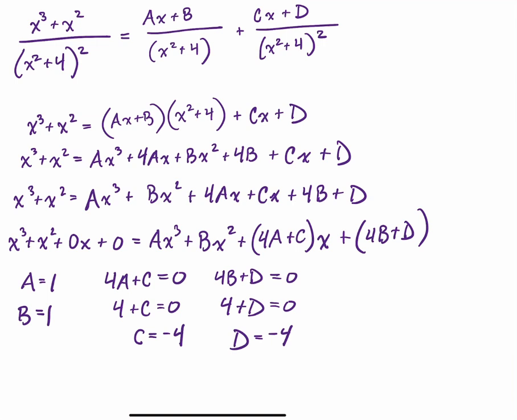So we have a, b, c, and d. Let's plug in to what we have written up top. We should get ax plus b, so a is 1. So 1x plus b, b is also 1, x plus 1, over x squared plus 4, plus cx plus d, our c value is negative 4x, plus d, d is also minus 4, so I'll say minus 4, over x squared plus 4 squared.